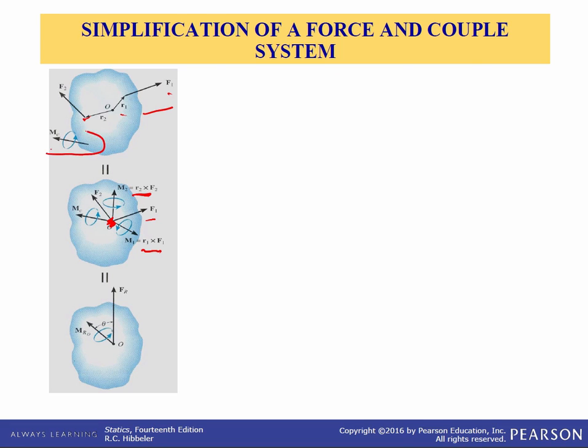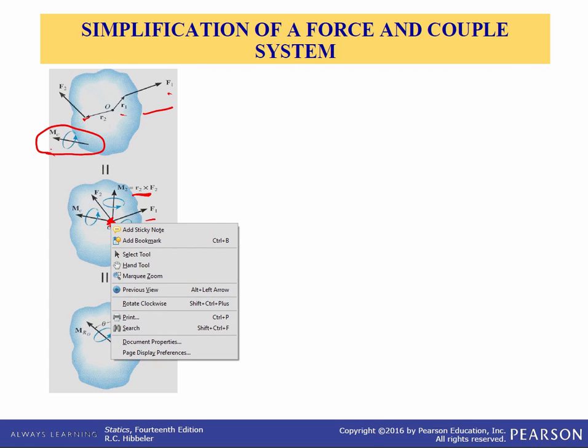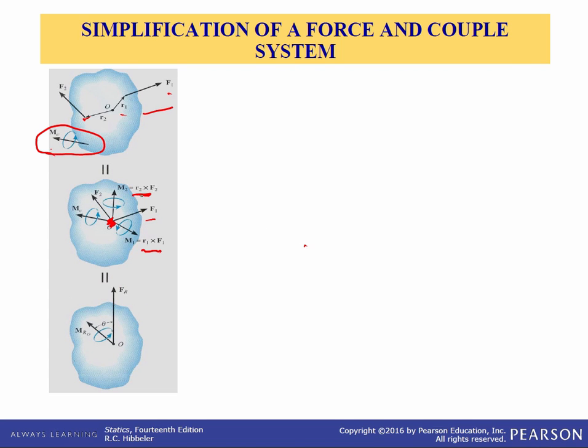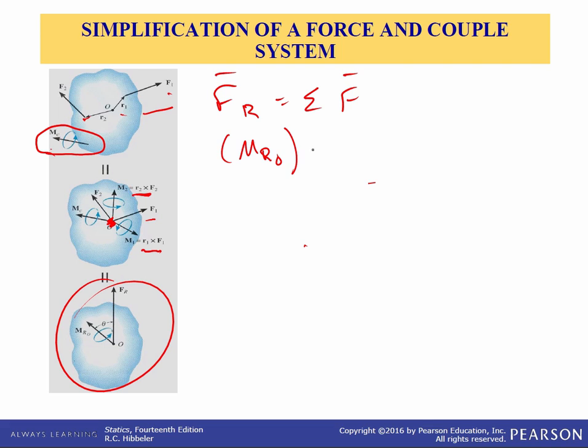And then this is a couple moment, and you remember that's a free vector. We can move it anywhere we want on the body, and we just did that here. So this is equivalent to, we can do all these cross products and sum them, and we can make it equivalent to this. So the resultant force is just the sum of all the forces, and the resultant moment about the point O is equal to the summation of the moments about O plus any couple, summation of any couple moments that might be applied to the body.